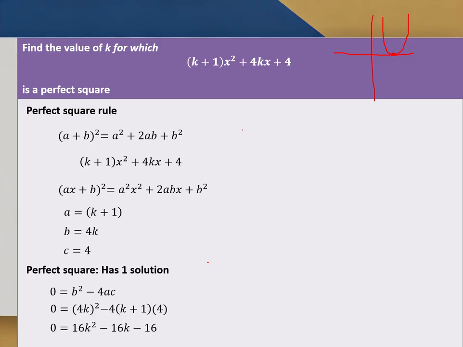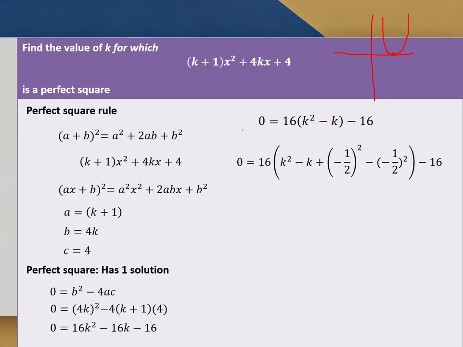Now I'm just going to want to simplify this. So the easiest way is just by looking at the first two terms, and I'm just going to factor the 16 out again, just to make it look a bit easier. I will here use complete the square. So again, I'm going, well, k is negative 1, so half that. So I'm going to be adding and taking away negative a half.